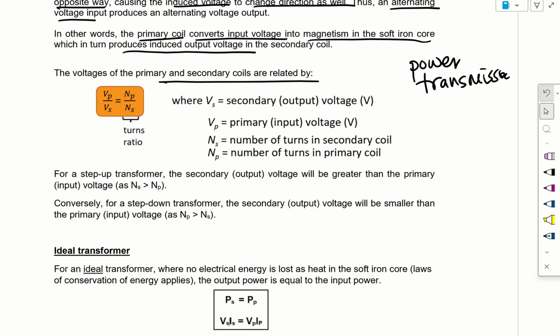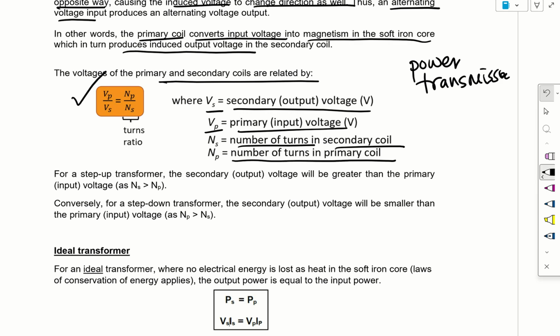So this is the first formula that you need to know. Vp over Vs equals Np over Ns. Vs is the secondary voltage. Vp is the primary or input voltage. Ns is the number of turns in the secondary coil. Np is the number of turns in the primary coil. You see that it is linked directly. Vp equals Np, and Vs equals Ns, in the numerator and denominator.